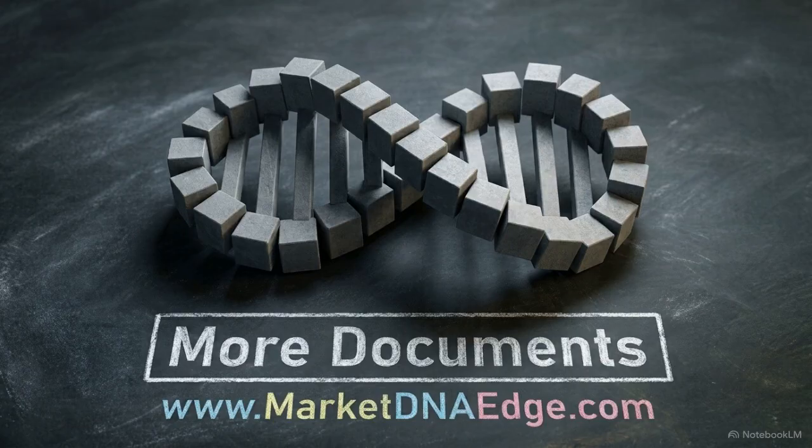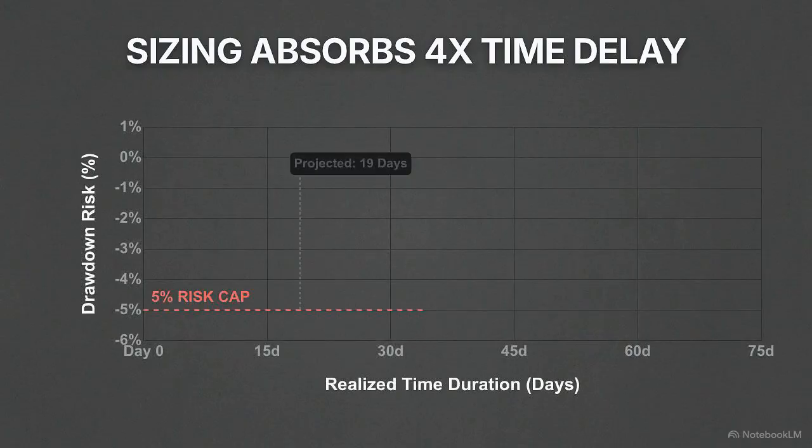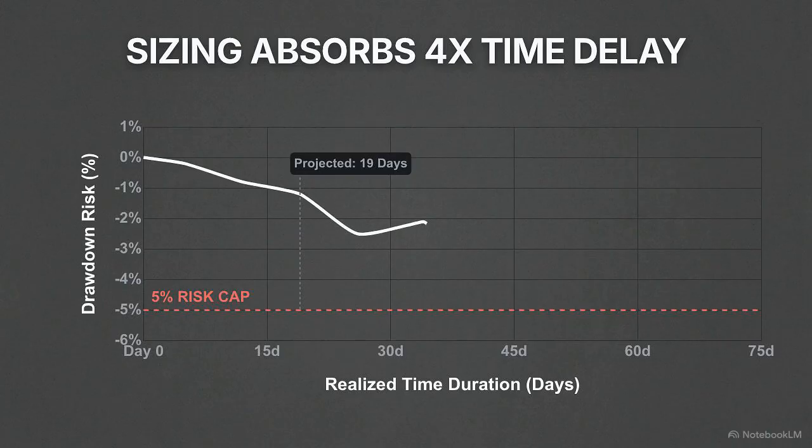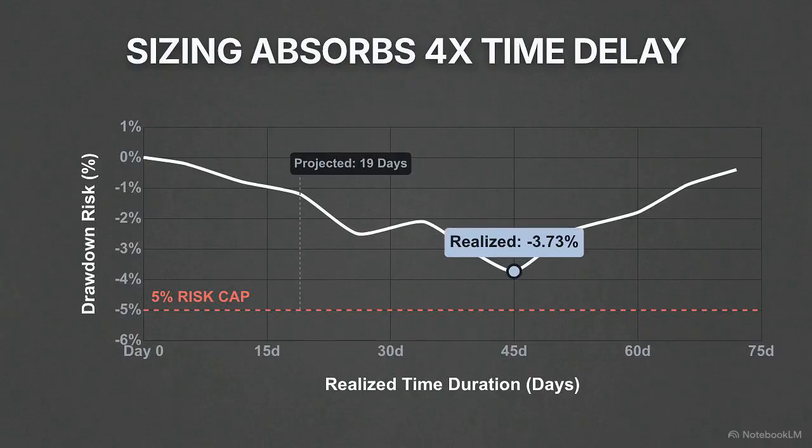This completes the audit of the alternate sequence. Despite a time duration stretching nearly 4 times longer than projected, the rigorous mathematical sizing established back in Phase 1 functioned as designed. It successfully absorbed the delay and prevented the maximum drawdown from ever breaching the 5% risk threshold.